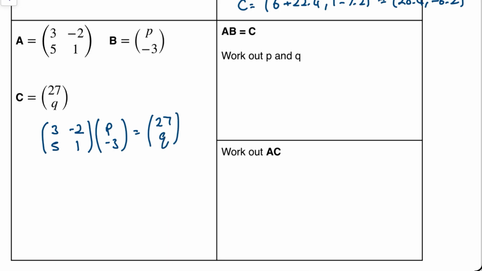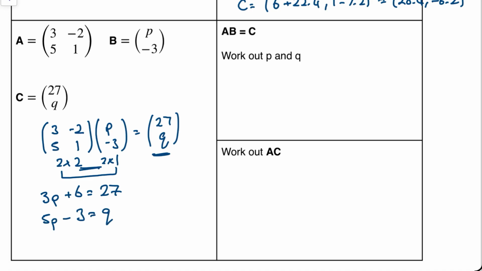Now, just a bit of matrix maths. This is a 2 by 2, this is a 2 by 1, so these are the same, and the new matrix is going to be a 2 by 1, which is why this is a 2 by 1. So that's worked. That means I can bring up some equations, doesn't it? So it must therefore be the case, looking at the top row, that 3p minus minus 6, which is plus 6, is equal to 27. And it must also be the case that 5p minus 3 is equal to q.